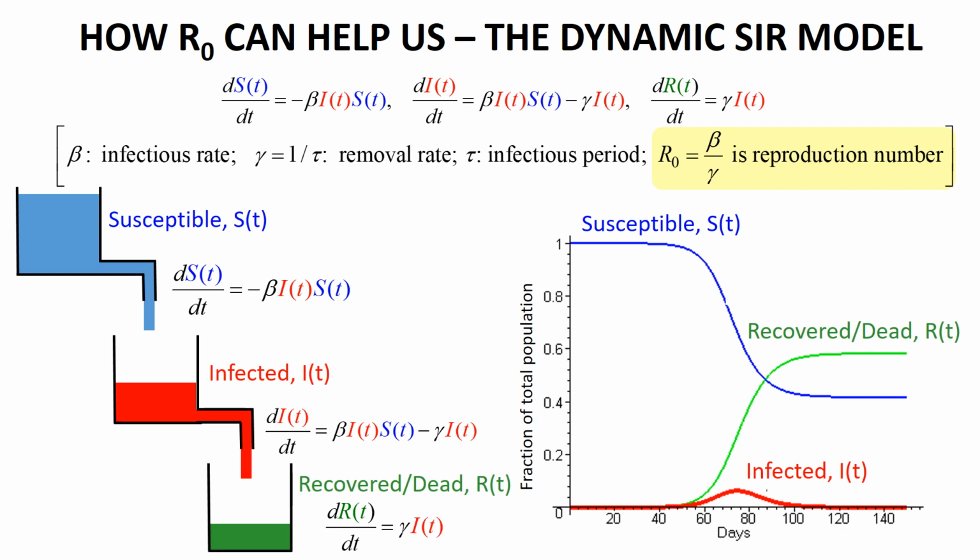So if I of t goes to 0, then you stop water flowing out of susceptible even before it's completely empty. And that's what's happened on the right-hand side. You can see that infected goes to 0 before susceptible has gone to 0. So susceptible levels off at a non-zero value and the virus effectively dies out.